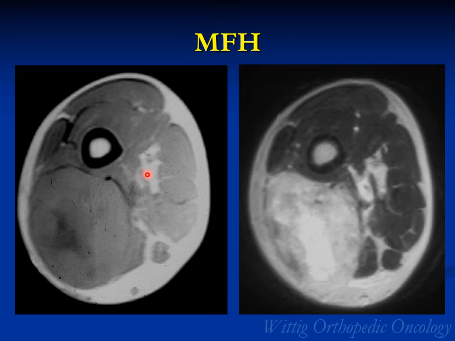Now, with that said, the MRI appearance of an MFH is nonspecific. There are many high-grade sarcomas that can have a similar appearance. I can tell you that this is a pleomorphic liposarcoma. I can tell you that it's a leiomyosarcoma, a fibrosarcoma, a synovial sarcoma. They can have a similar appearance, and a biopsy is really required to differentiate these entities.